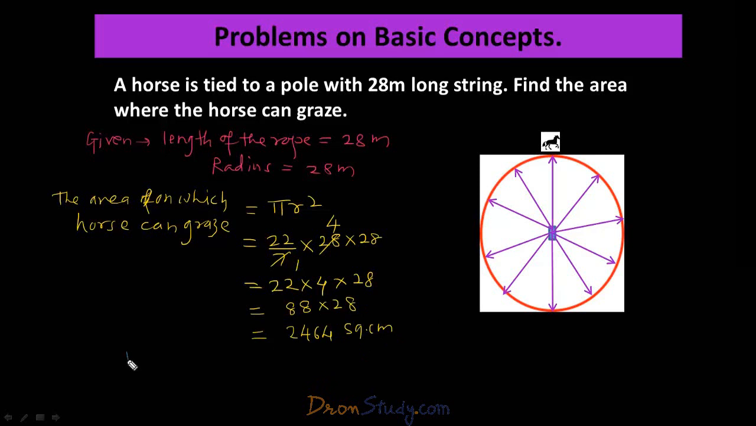Therefore, the required area on which the horse can graze is equal to 2464 square centimeter.